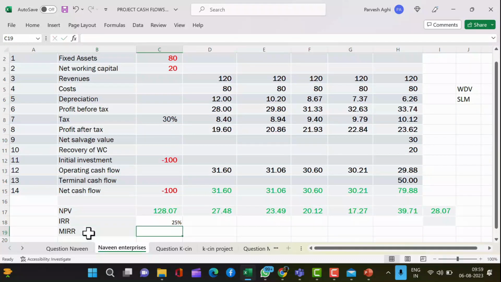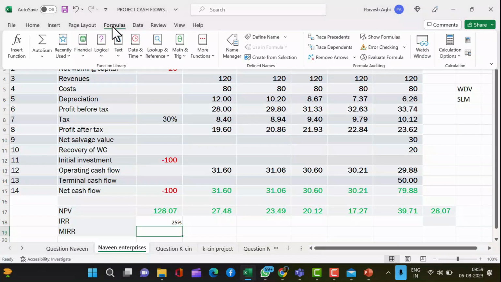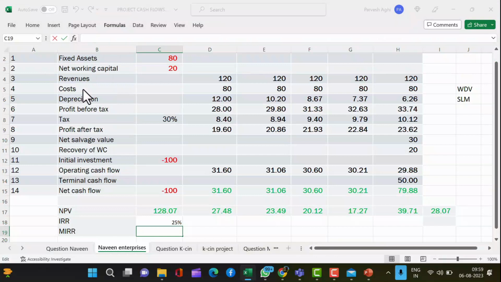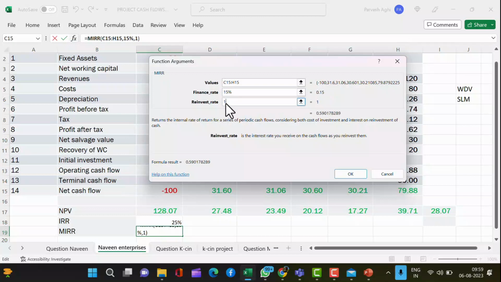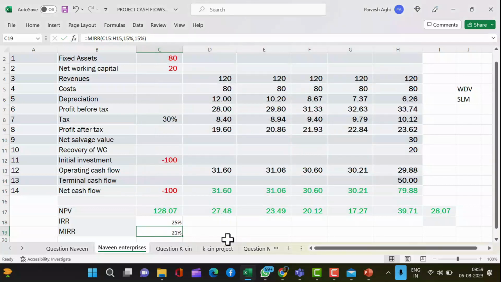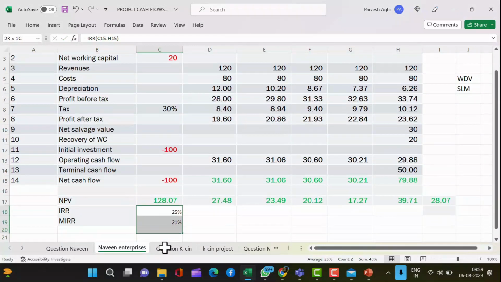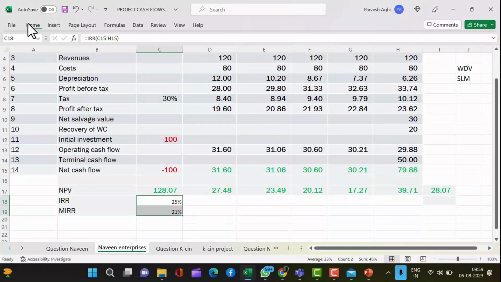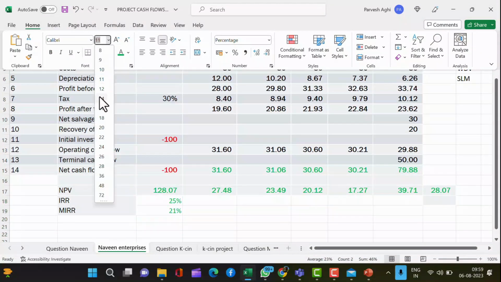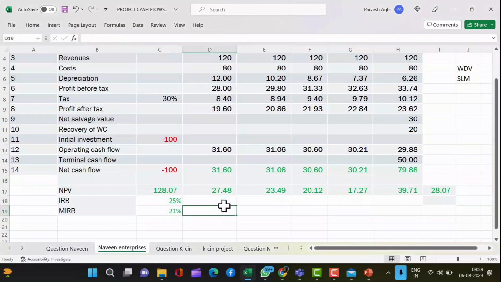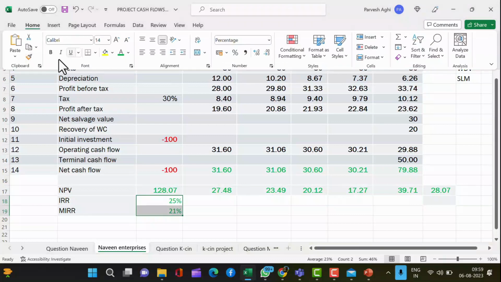So we can go to the formulas and calculate the MIRR. So here we'll pick up all the same things from here to here, okay, and finance rate is 15%, the cost of capital, and reinvestment rate we assume is again the same. So you have the MIRR as 21%, okay. So both the things are leading towards that we should go ahead with the project because both are giving the signal that the company is giving a positive return to the shareholders, okay.